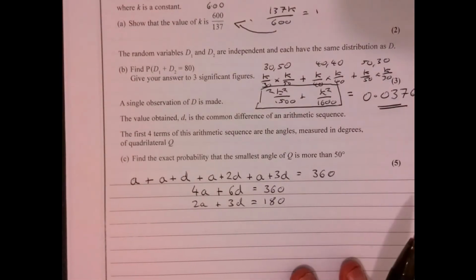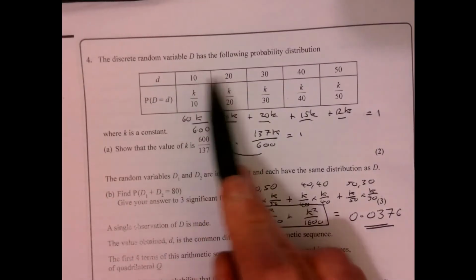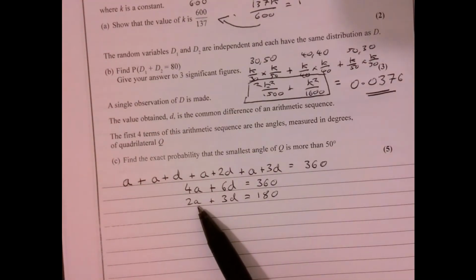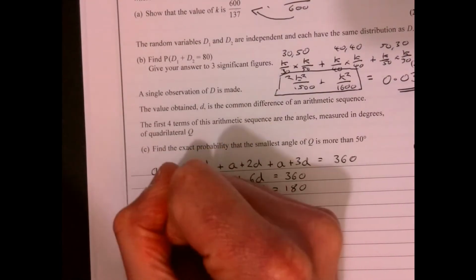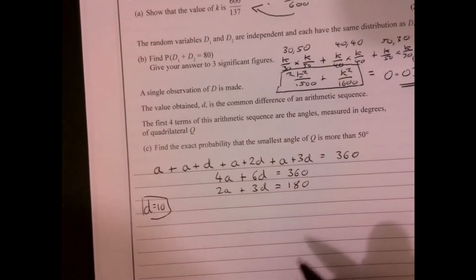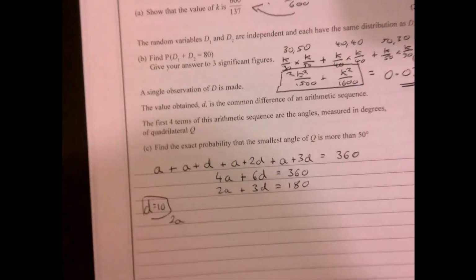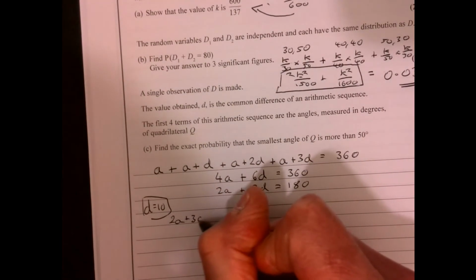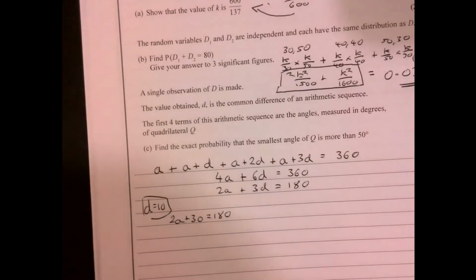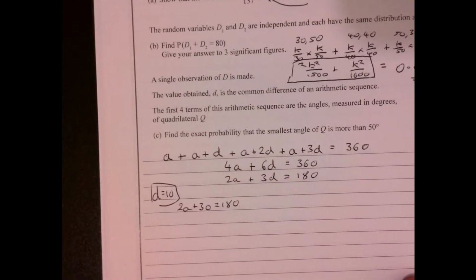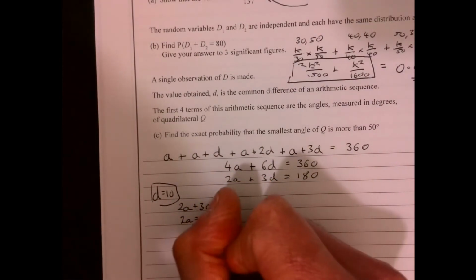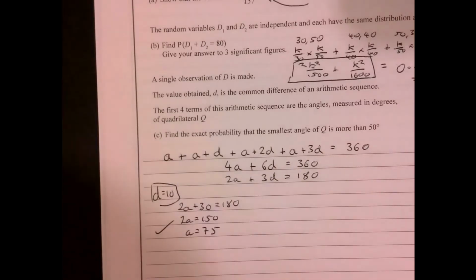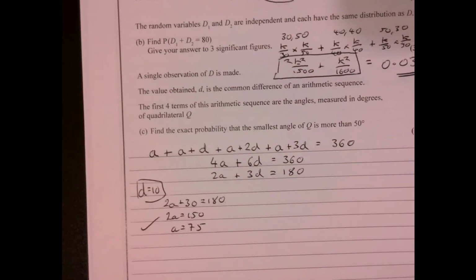Right, so what we need to think about is which of these is possible. Remember, we want that A value to be more than 50. So let's just imagine D to be equal to 10, and see what happens. That will give me 2A plus 30 equals 180. So take away 30, that gives us 2A equals 150, A equals 75. So that's okay, that satisfies our condition.